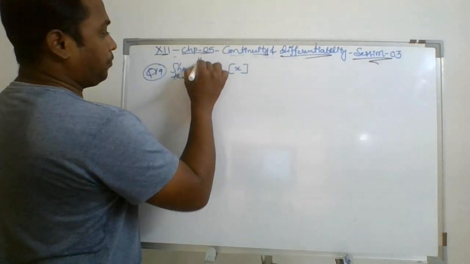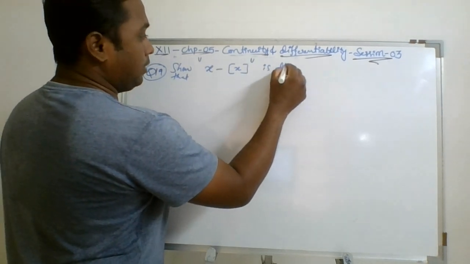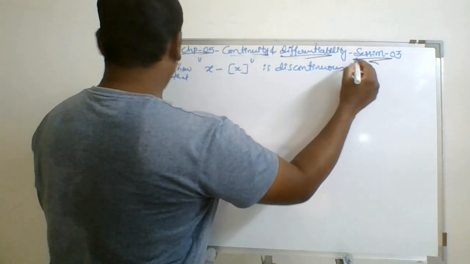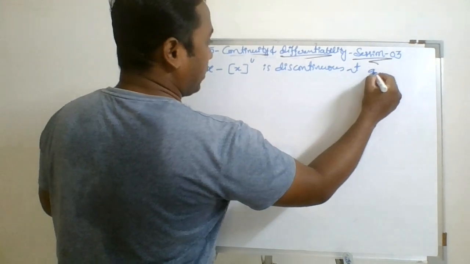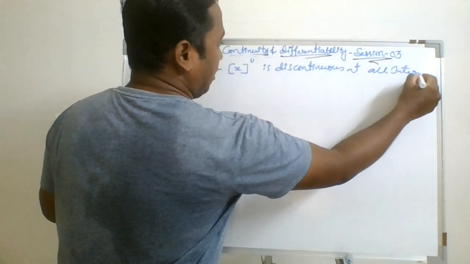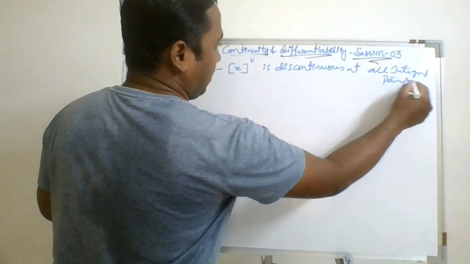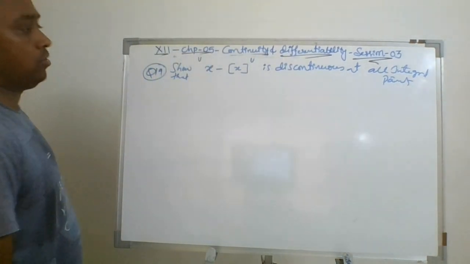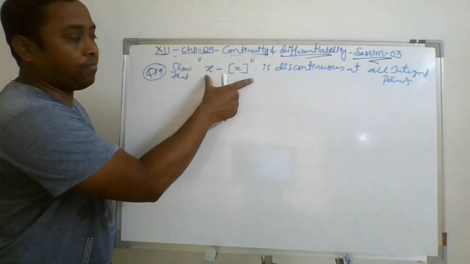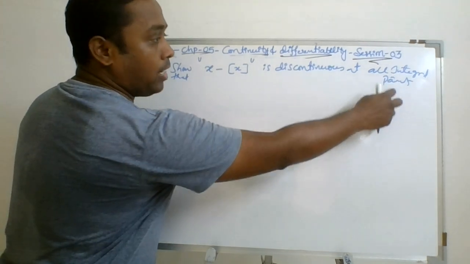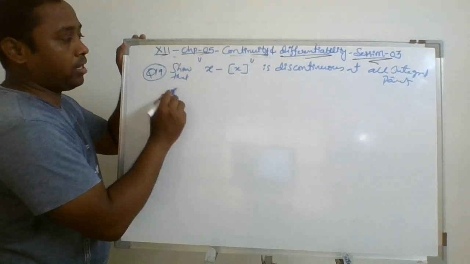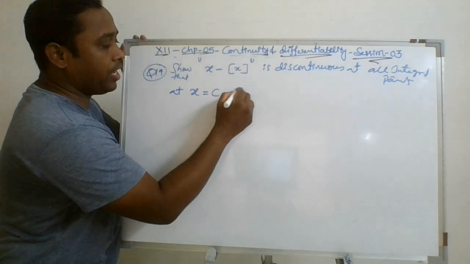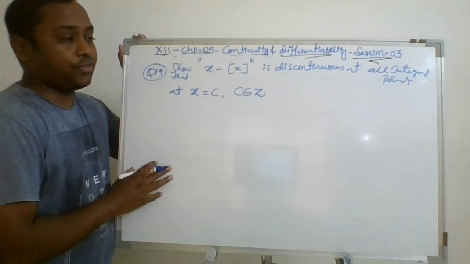We have to show that this function is discontinuous at all integral points. At all integral points means at integers we need to check the continuity. That's it. What does this question mean? Just check the continuity of this function at all integers. It means we need to check the continuity of the graph at x equal to a constant, where this constant belongs to Z.